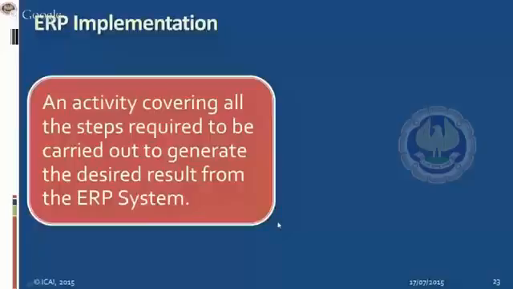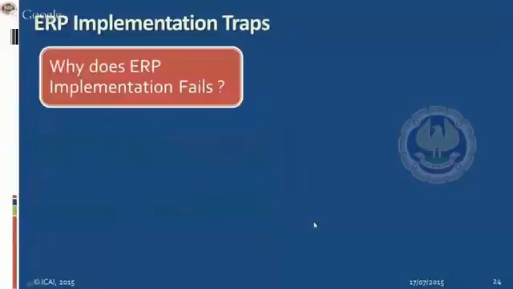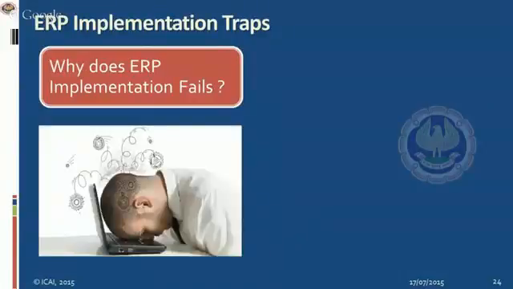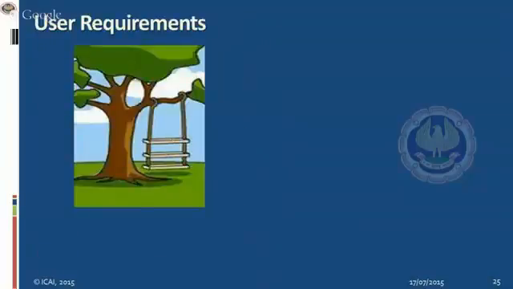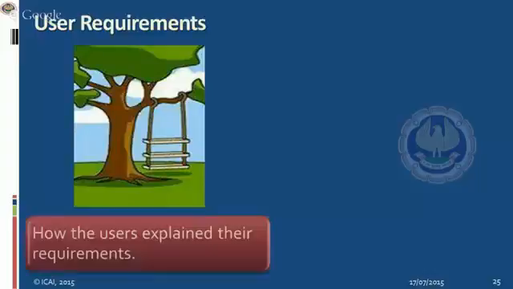Before we discuss the steps of ERP implementation, let us discuss why ERP implementation fails. In software language, it is called ERP implementation traps. Let us try to understand this with a small case study. There was a customer who approached a software vendor, a software company developer, and he described his requirement in this way: I want a tree, I want 2 ropes, and there should be a parallel, horizontal platform. Can you manufacture, can you design this for me? This is how the user explained the requirements.